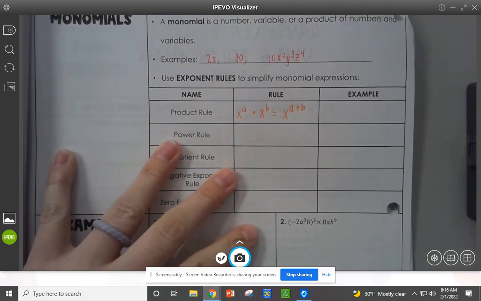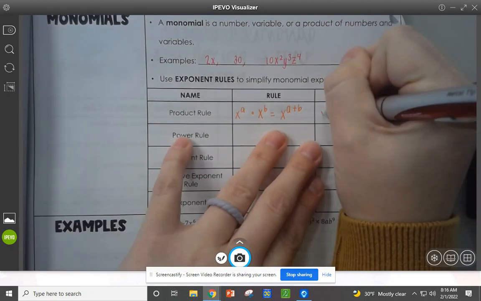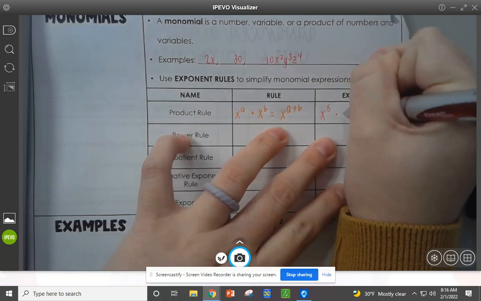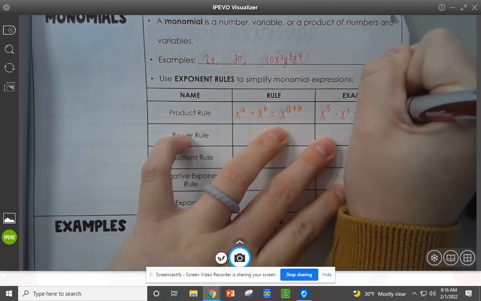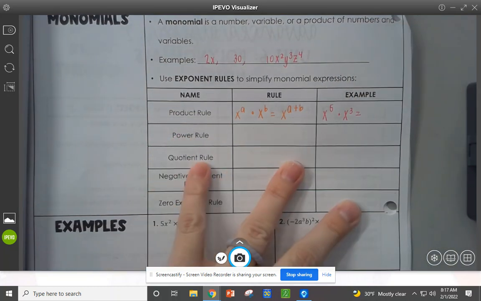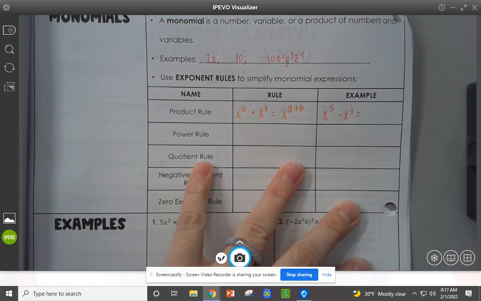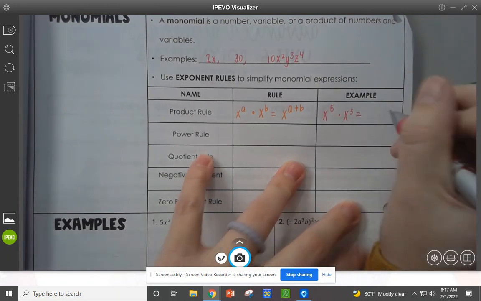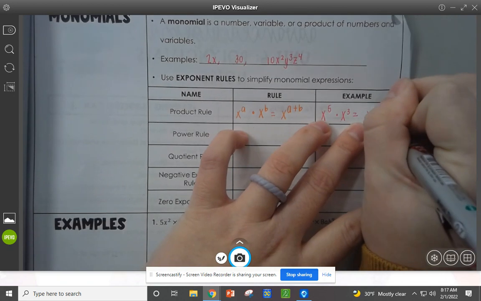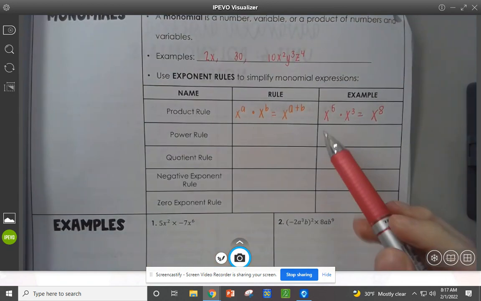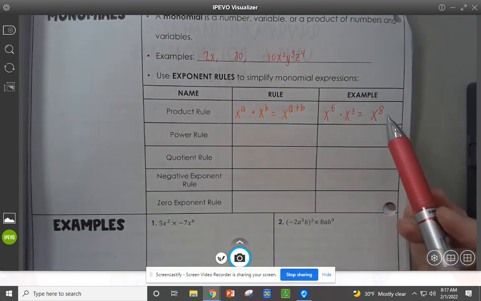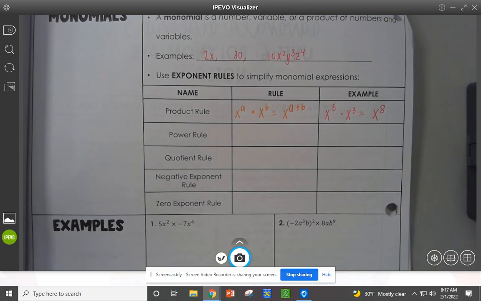So for example, if we have x to the fifth times x cubed, what is that? X to the eighth. 5 and 3. X to the fifth times x cubed is x to the eighth.